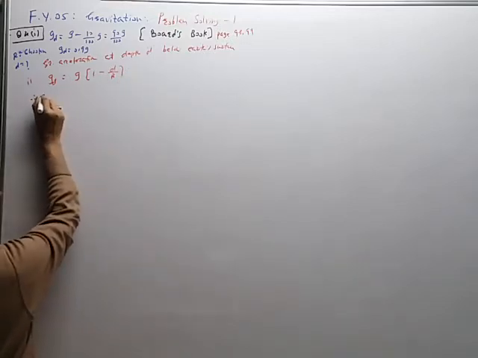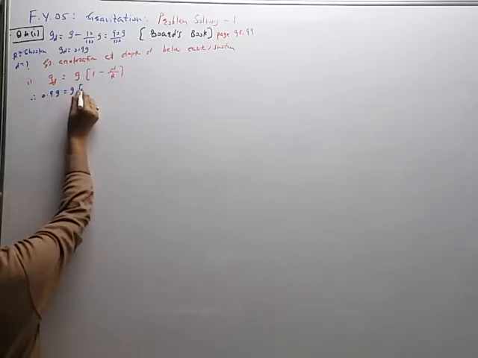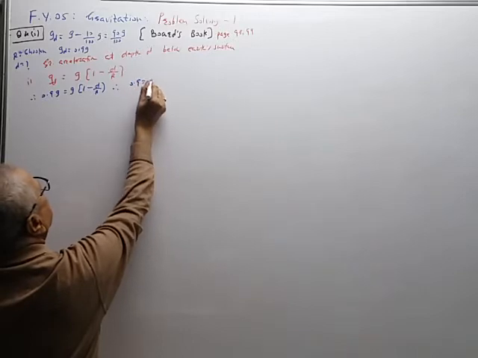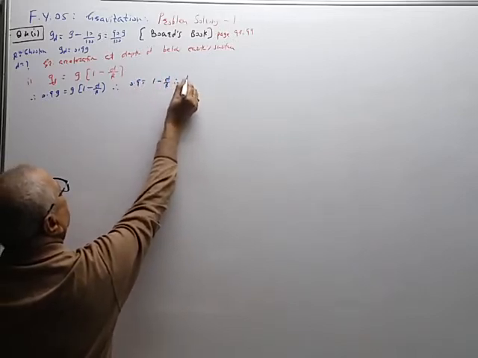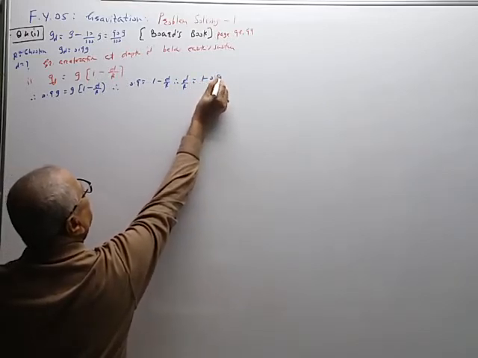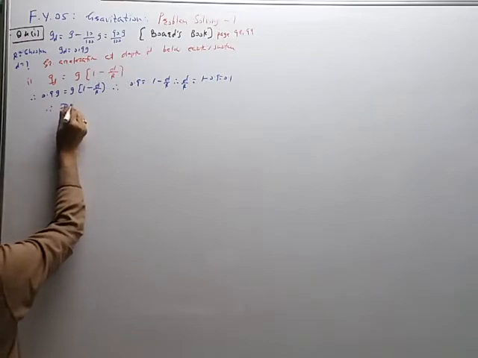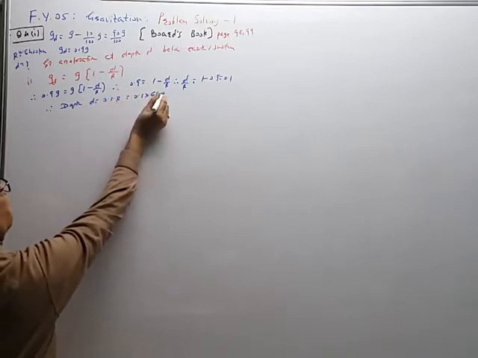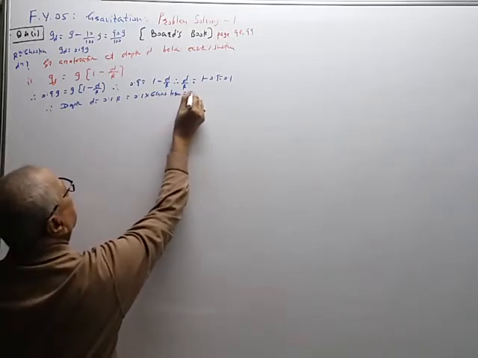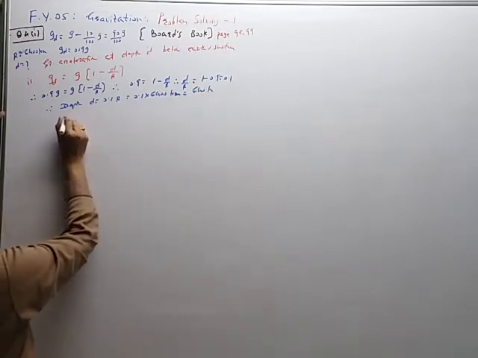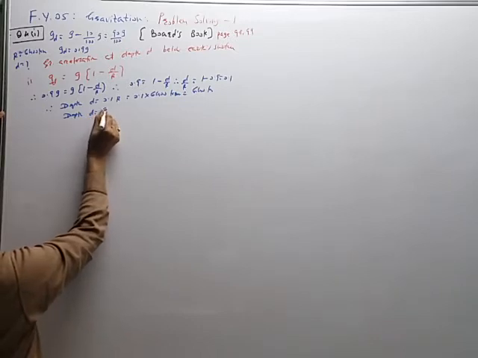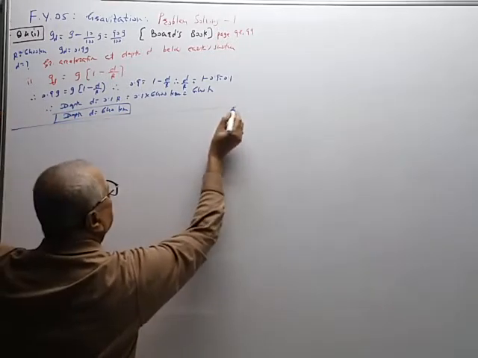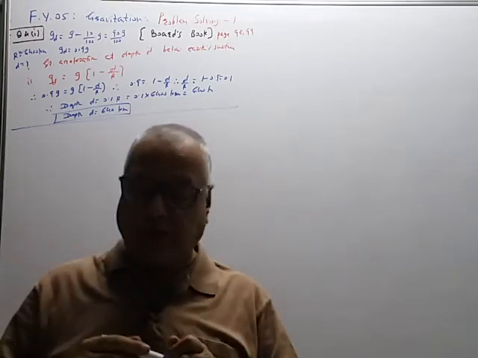Therefore 0.9 g is equal to g into bracket 1 minus d by R. Therefore g will get cancelled. So 0.9 is equal to 1 minus d by R. Therefore d by R is equal to 1 minus 0.9, that is equal to 0.1. And therefore depth d is equal to 0.1 times capital R, 0.1 multiplied by 6400 kilometer, that is equal to 640 kilometer. So at depth d is equal to 640 kilometer, the gravitational acceleration will decrease by 10%.